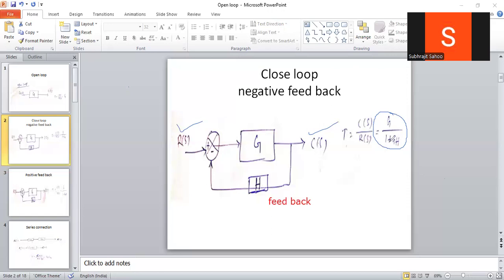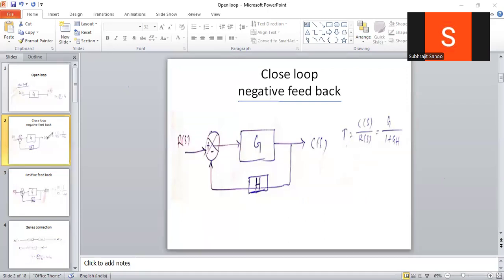Derivation is there, but don't worry about the derivations, only remember the very simple formula. G divided by 1 plus G into H, this is the product of gain and feedback, right? So this is the formula for the transfer function, right? Sir, this is negative feedback. I told you, negative because the minus sign is there, so it is negative feedback.